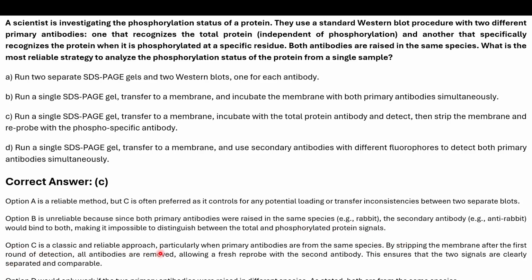Option C is a classic and reliable approach, particularly when primary antibodies are from the same species. By stripping the membrane after the first round of detection, all the antibodies are removed, allowing a fresh reprobe with the second antibody. This ensures that the two signals from the two different sets of antibodies are clearly separated and comparable. And option D would only work if the two primary antibodies were raised in different species. As stated, both are from the same species. Okay.